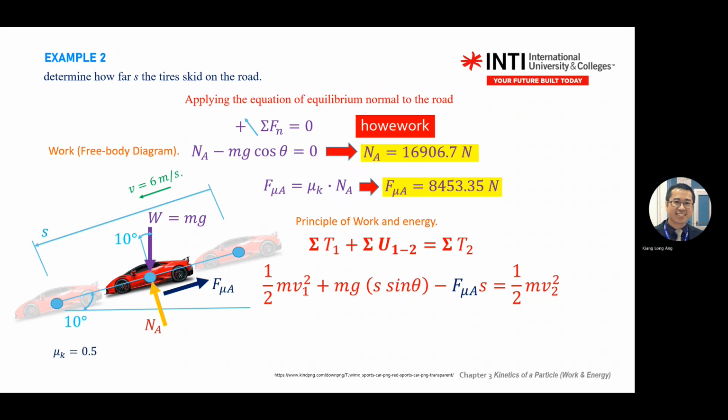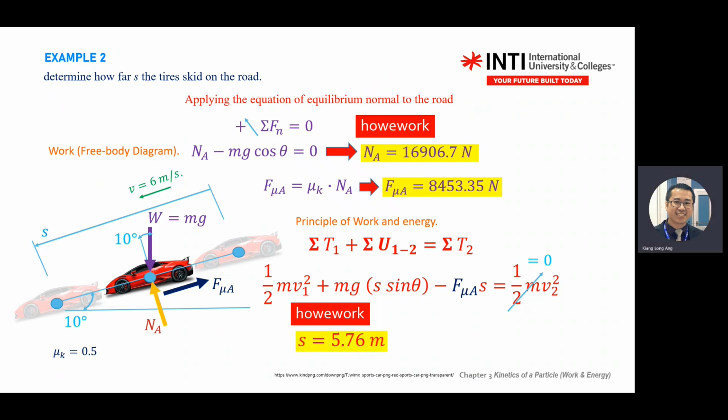What is the work done? How many forces do you have here? Friction force and weight. So the weight will move through the distance s. So the s here will be s sine theta, or you can use W sine theta. So this one is mg sine theta multiplied by s. All right, you substitute all the values. In this case, the v at the second location is 0. You'll get the distance traveled to be 5 point something.